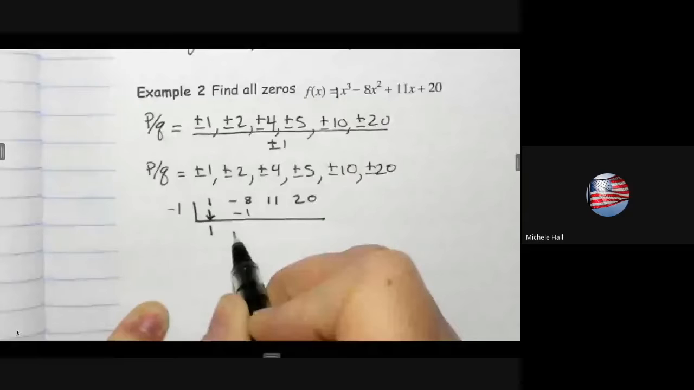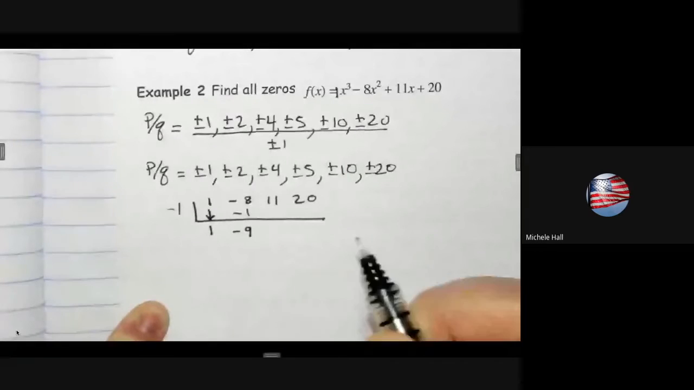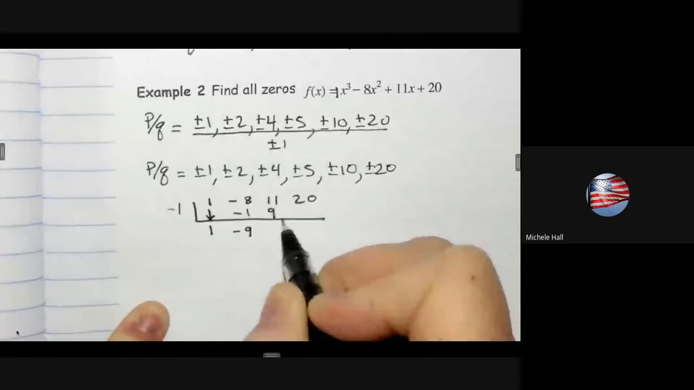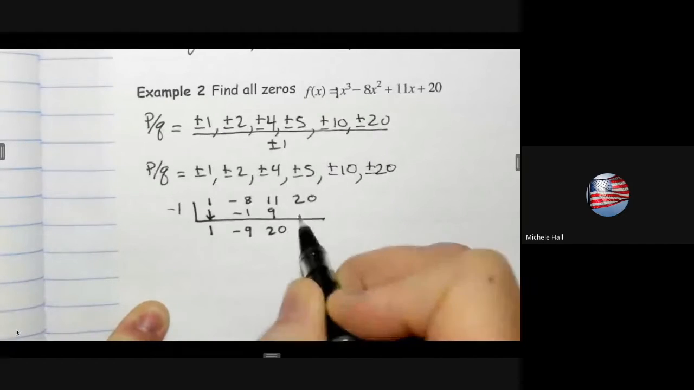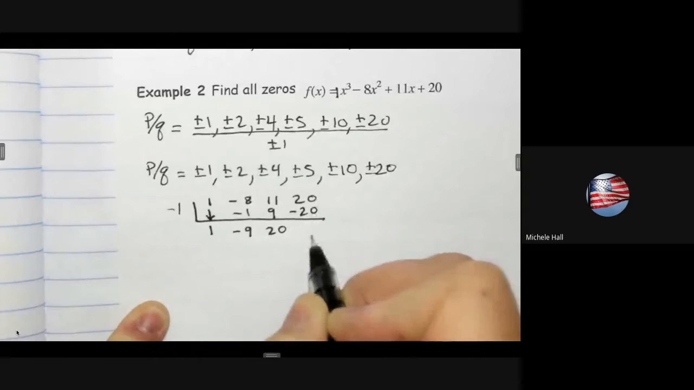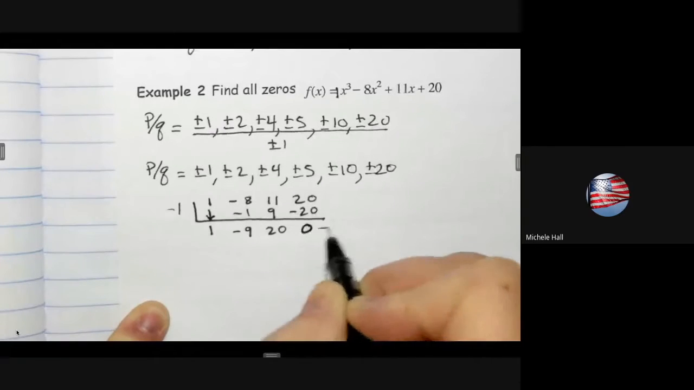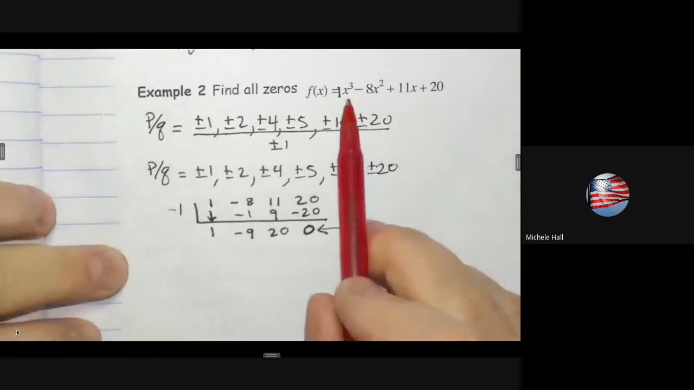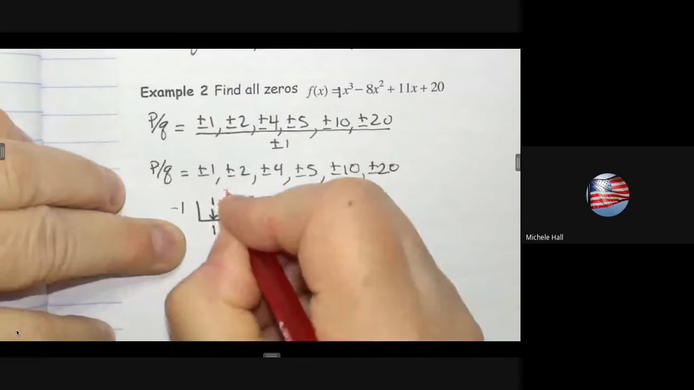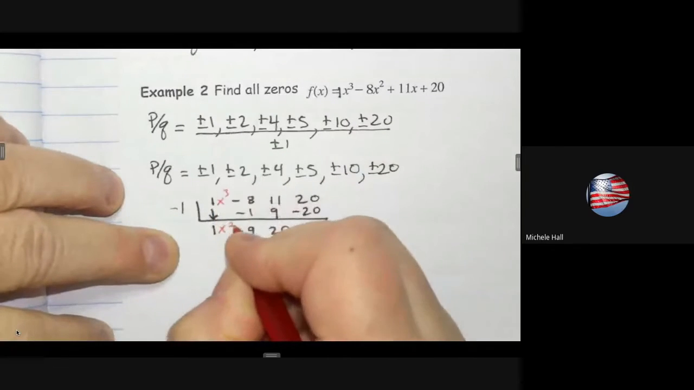Is negative 9. Negative 9 times negative 1 is 9. 11 plus 9 is 20. And 20 times negative 1 is negative 20. 20 minus 20 is 0. The remainder is 0. That's exactly what you should get if they're going to be linear factors. So there's the first one. We started with a degree 3. And now we're down to a degree 2.